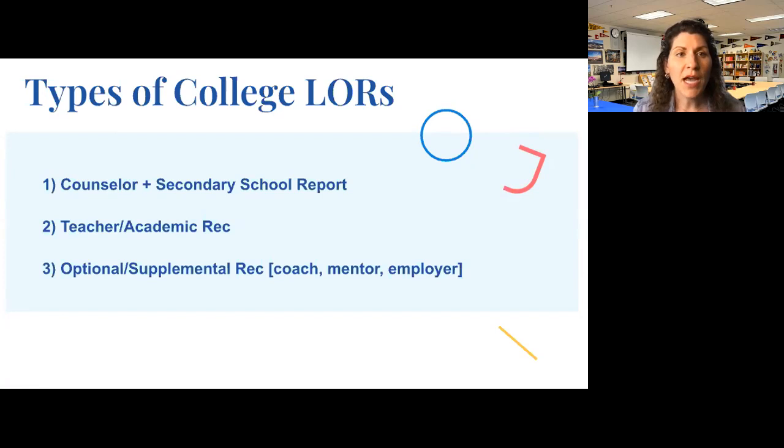And then the third type of letter of recommendation is an optional or a supplemental letter of rec. And that can be academic, but it won't be sent through Naviance. So really the focus there is more on if you have a coach, a mentor, or maybe an employer who can write you a very strong letter of recommendation that will shed light in a way that is not going to be found in either the counselor or the teacher letter.